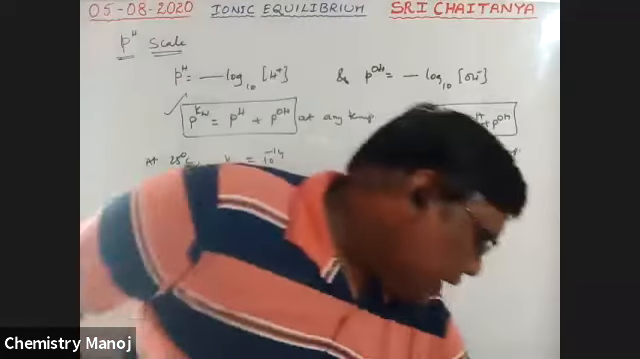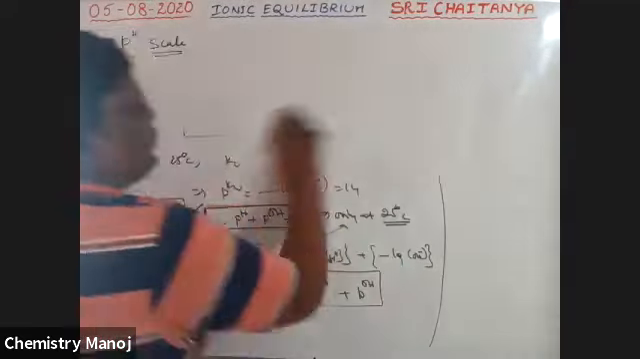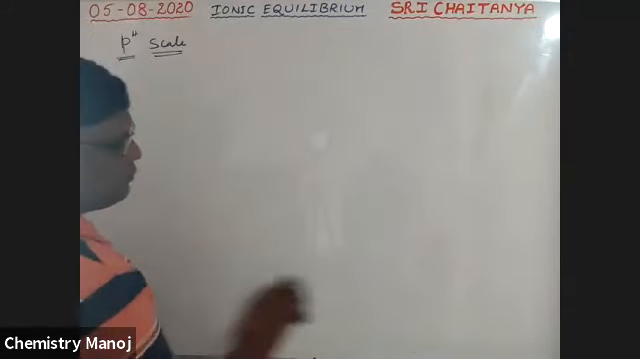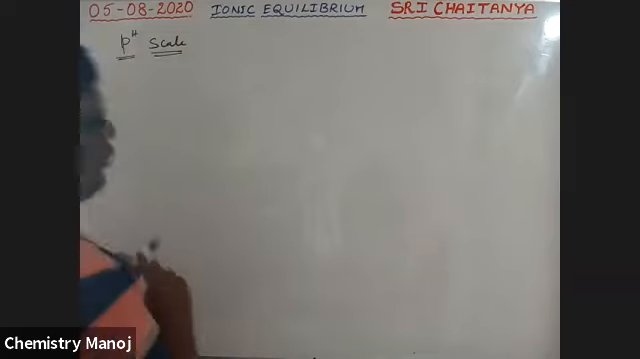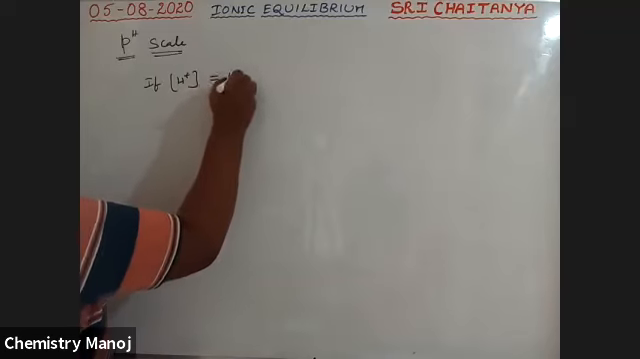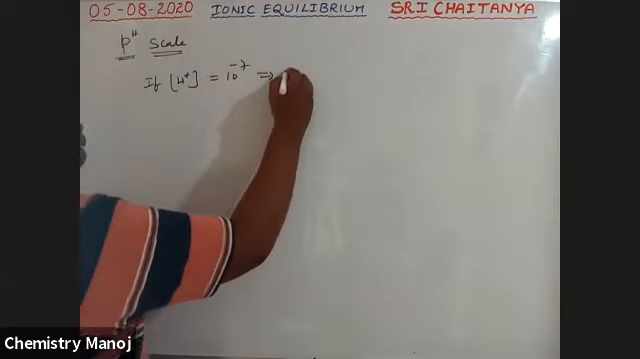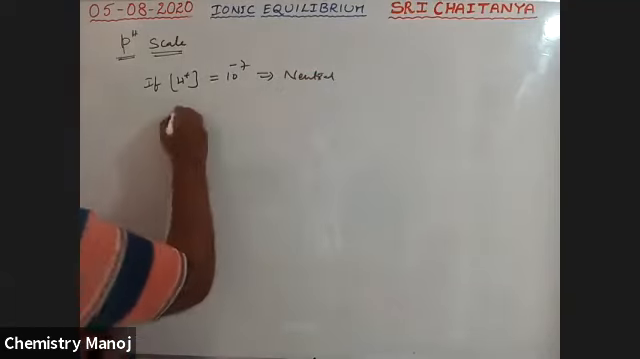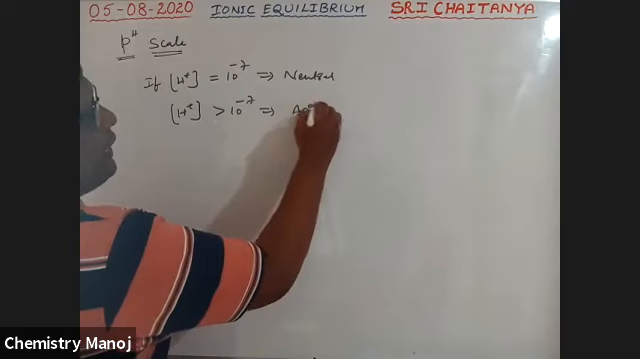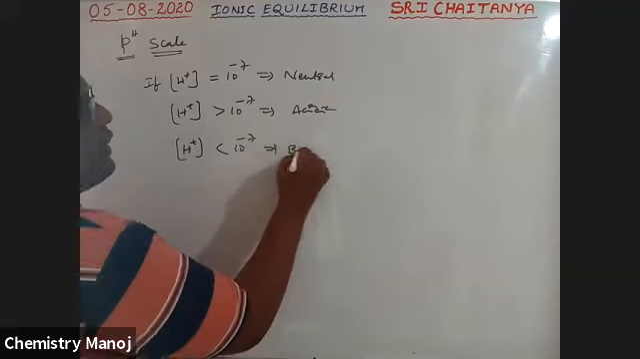Okay, see boys, next, just now we completed that. If H plus concentration is equal to 10 power minus 7, the solution is neutral. If H plus concentration is greater than 10 power minus 7, the solution is acidic. If H plus ion concentration is less than 10 power minus 7, the solution is basic.